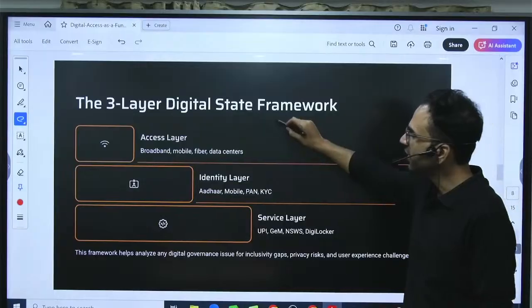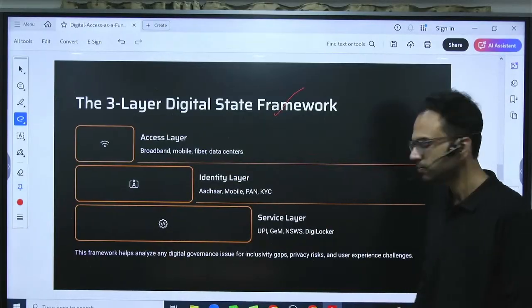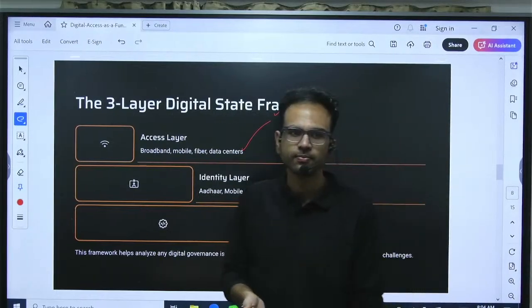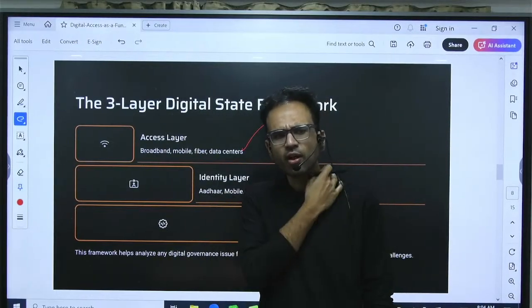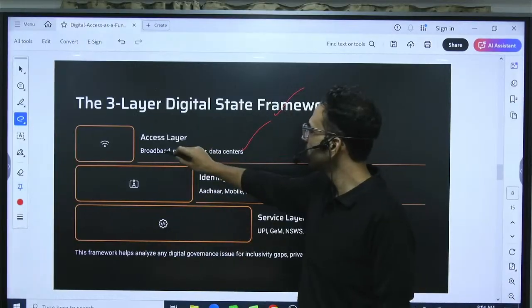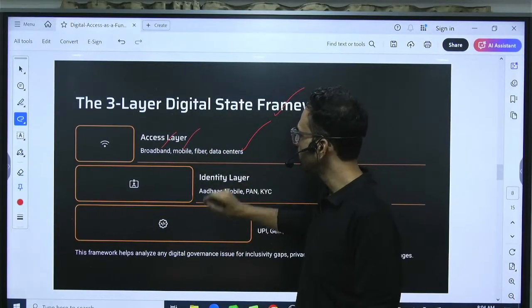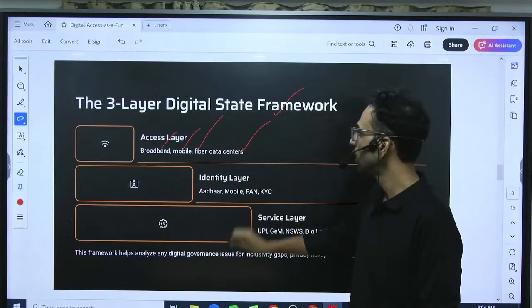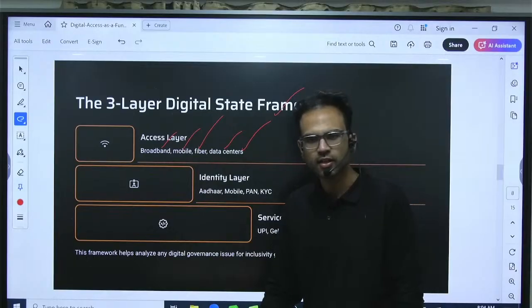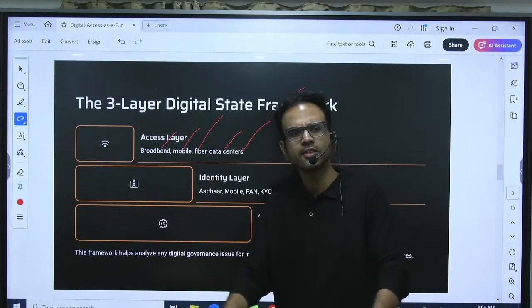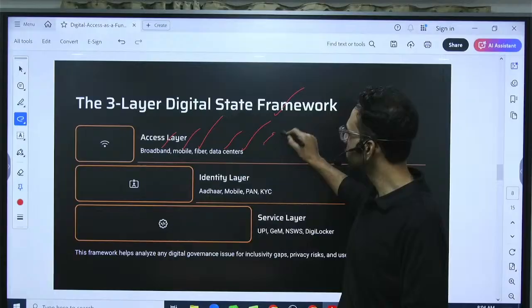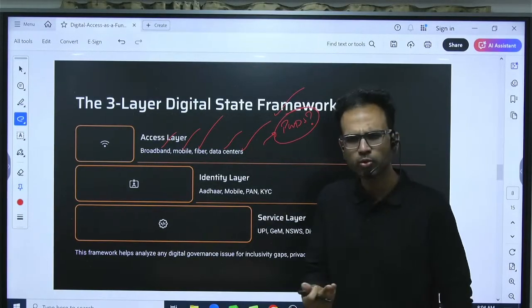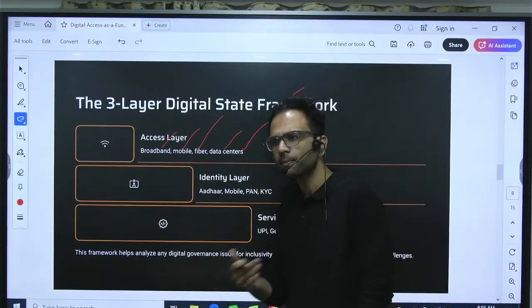So what should be the 3-layered digital state framework? Firstly, improve the access. Normally, for all the citizens, it is just about giving broadband, mobile, national fiber optic network, and then data centers, common service centers at Gram Panchayat level. All this is fine. But what about PWDs and their special needs? The government should do something, right?